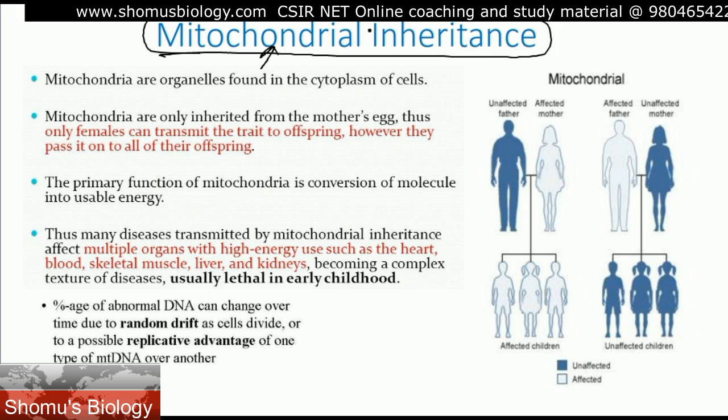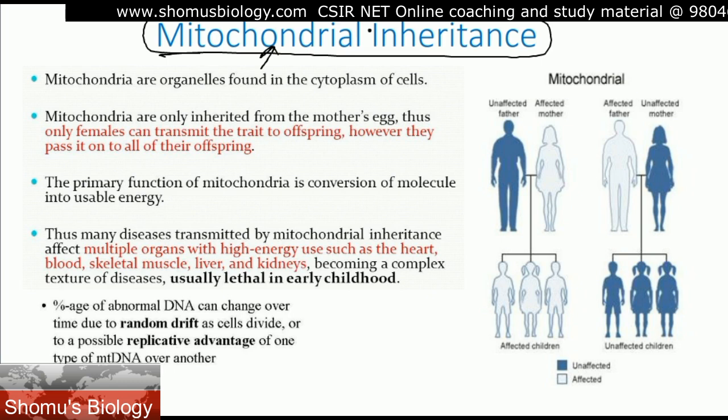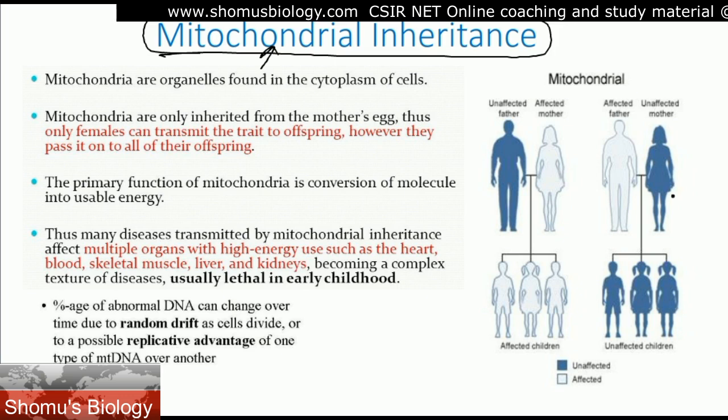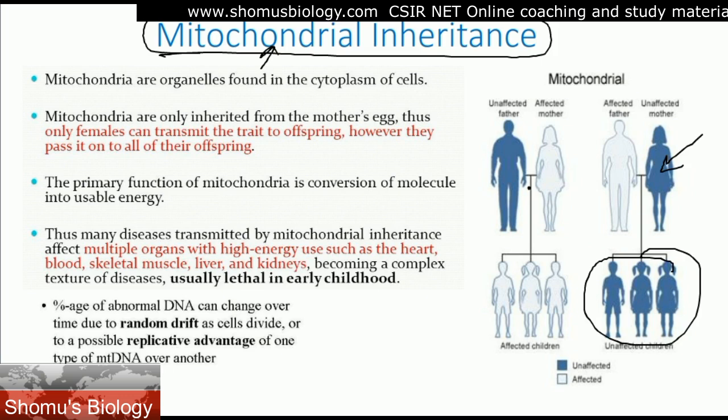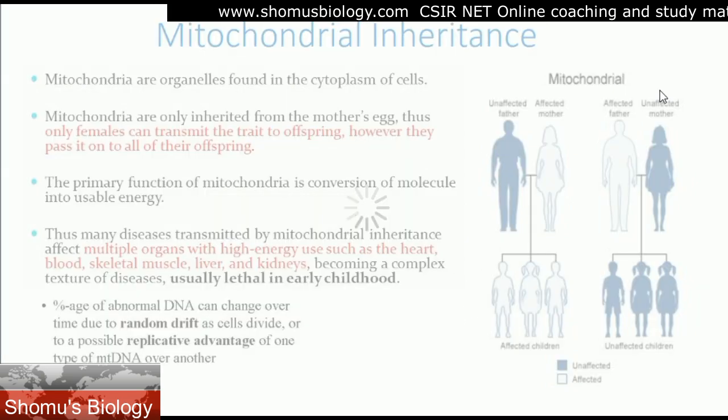So if that cytoplasm carries mitochondria and the mitochondria carry any defective gene, then that defective gene will be transferred from mother to all their progeny, to all the sons and daughters. That is mitochondrial inheritance. Again, the simple idea: if the mother is affected, all the children will be affected. If the father is affected with mitochondrial inheritance, none of the individuals will be affected.